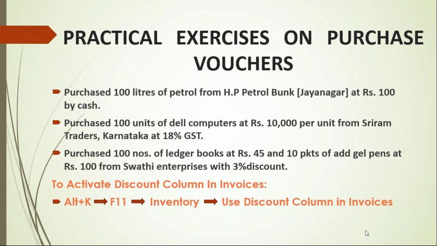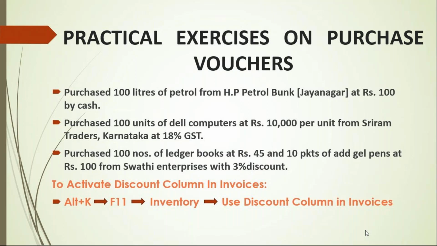Now we have purchased 100 numbers of ledger books at rupees 45 and 10 packets of Agile Pens at rupees 100 from Swati Enterprises with 3% discount. Since the stock items are being purchased in bulk, 100 numbers and 10 packets, Swati Enterprises allows a 3% discount. So the company receives a 3% discount.